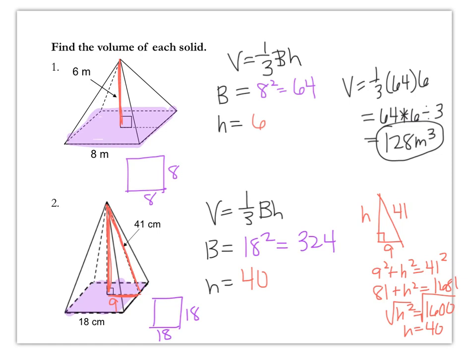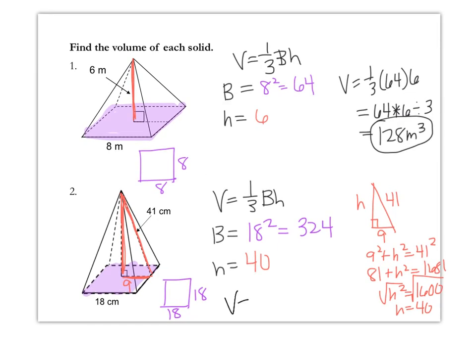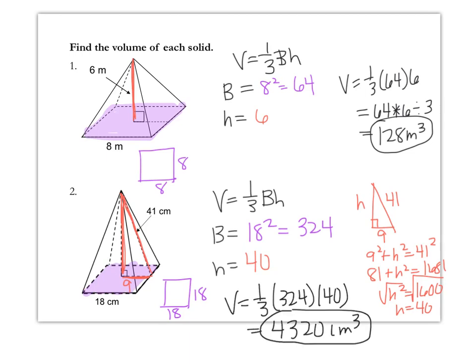And then we're just going to finish this off with the formula. Volume is 1/3 big B times h. And again, all I'm typing in is 324 times 40. Then divide it by 3 to take care of the 1/3. And you should get 4,320 centimeters cubed. Some of your volume answers will come out a little bit larger than maybe some of our surface area answers have come out in the past. So just a heads up.